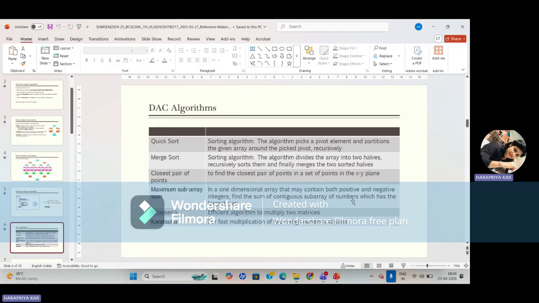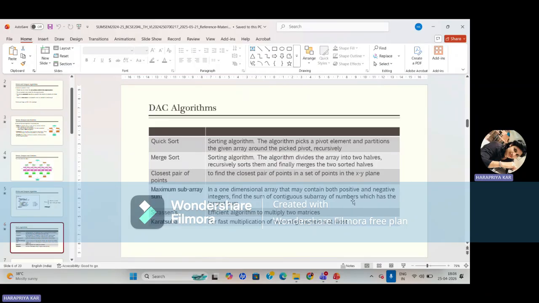Then what is merge sort here? Merge sort is also a kind of sorting algorithm. The algorithm divides the array into two halves, recursively sorts them, and finally merges the two sorted halves.